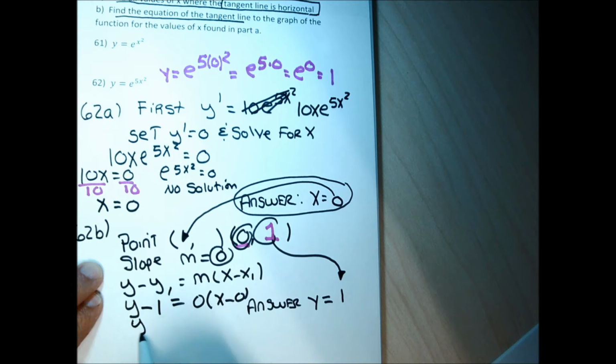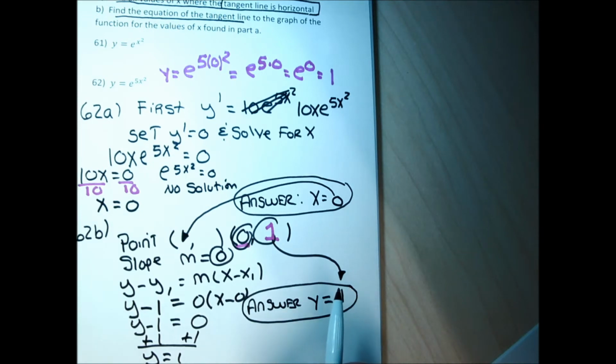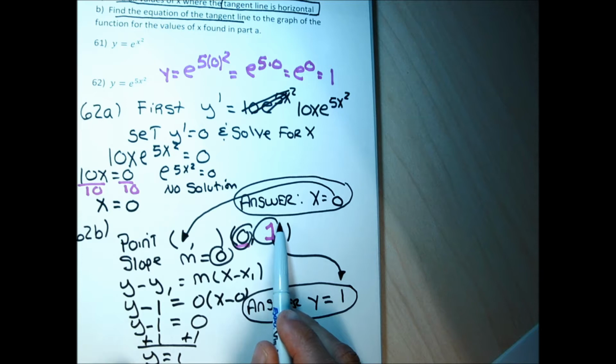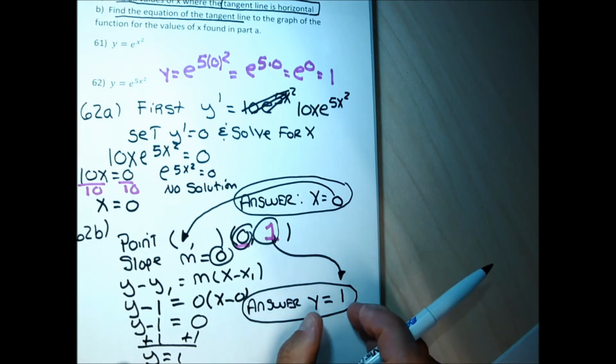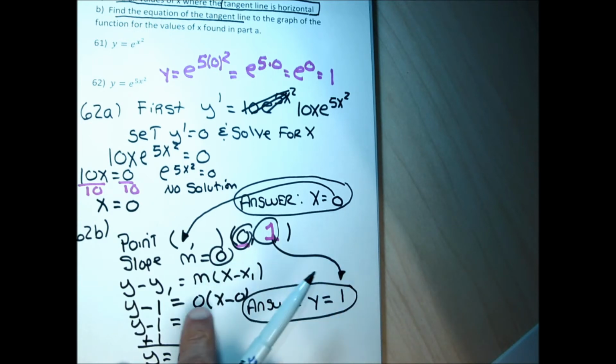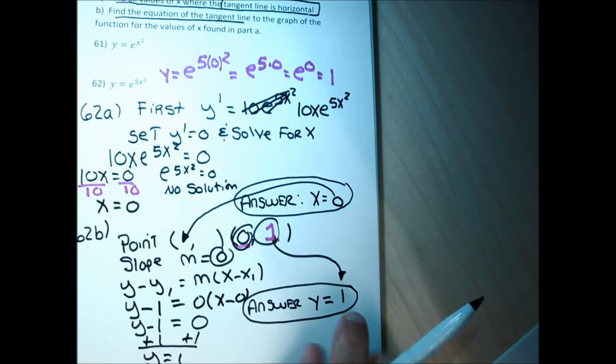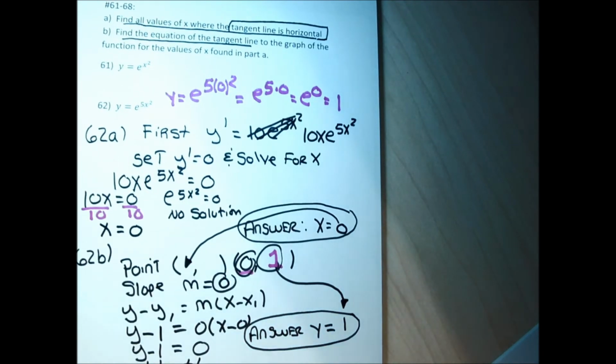The right-hand side, because it's 0 times anything, it's equal to 0, and then I add 1 to both sides. And I get y equal to 1, which is the answer to 62b. Again, the 62b's, once I get the y coordinate of the point that I want to find the equation of the tangent line, I can immediately write my answer, because when the slope of a tangent line is 0, the equation of the tangent line is always y equals the y coordinate of the point. All right, so you should be able to do 61.